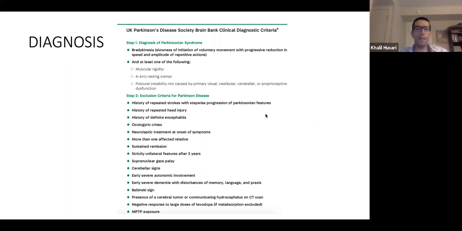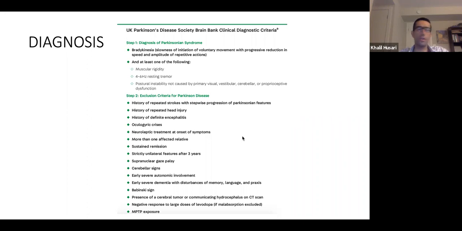Now we have a little bit of exclusion criteria, or red flags that this might not be Parkinson's disease. If you have a history of repeated strokes, so the patient had multiple strokes and the course was not smooth, progressive. It was more that they have a stroke and then worsening of symptoms and then another stroke and worsening of symptoms, which we call a stepwise progression. This tells you that it could be something called vascular Parkinsonism and not idiopathic Parkinsonism.